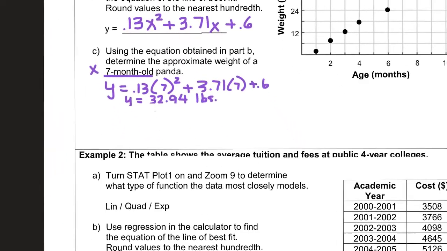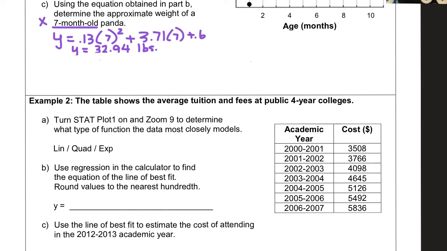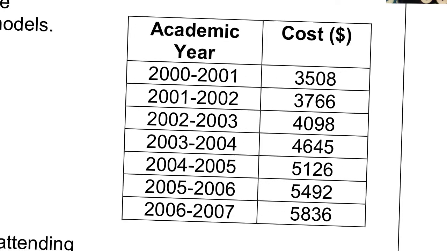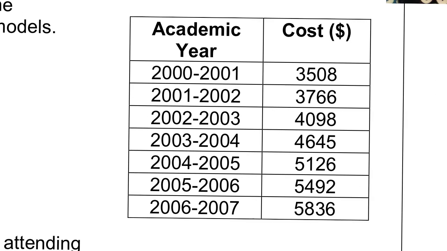Now let's take a look at example 2. The table shows the average tuition and fees at public four-year colleges. Let's take a look at the information first. So as we're taking a look at this, notice that there's an academic year. To make sense of this, I want you to focus on this number right here.